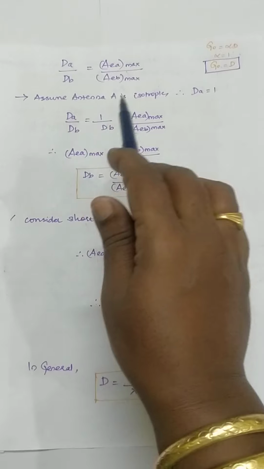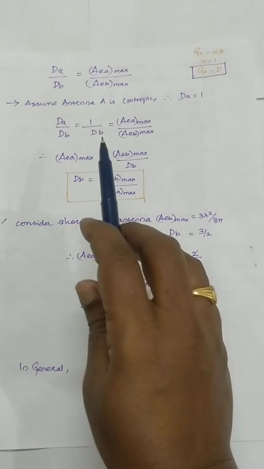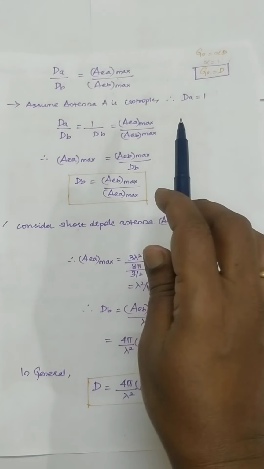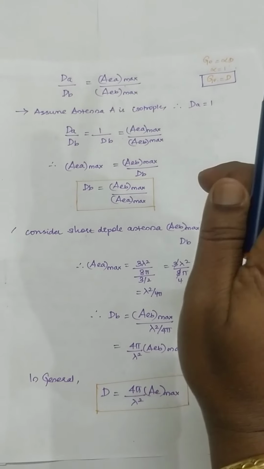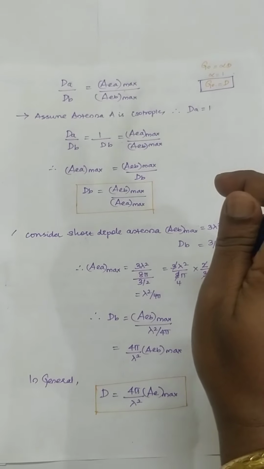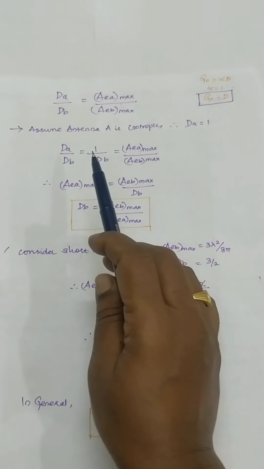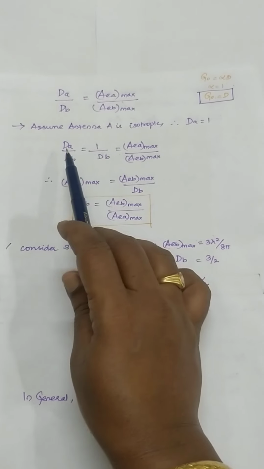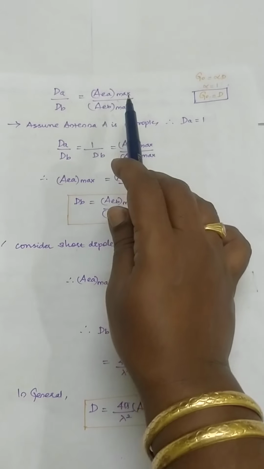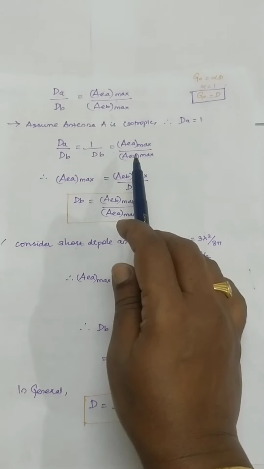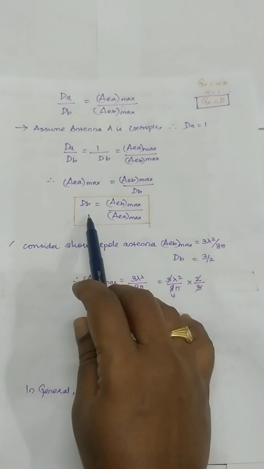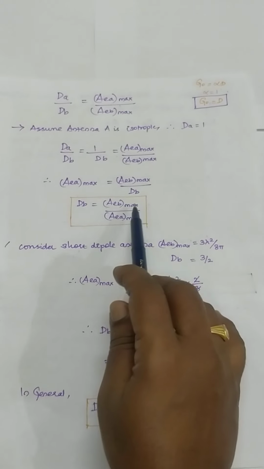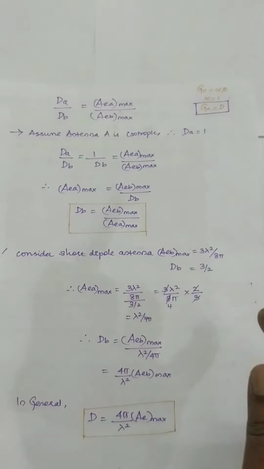Now, in this equation, let us assume the antenna A is isotropic, which means that dA value is equal to 1. If it is an isotropic antenna, the directivity is equal to 1. So, I am replacing dA by 1. So, 1 divided by dB becomes equal to, the right hand side remains the same. So, I can cross multiply these two to bring it to the form of dB equal to AE B max divided by AE A max.